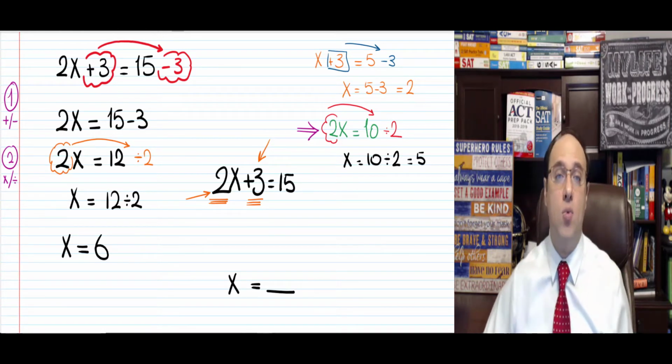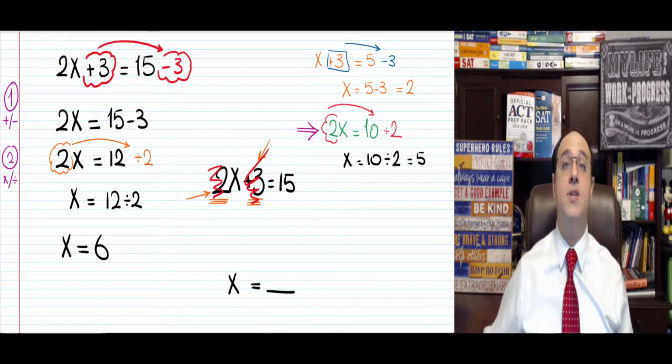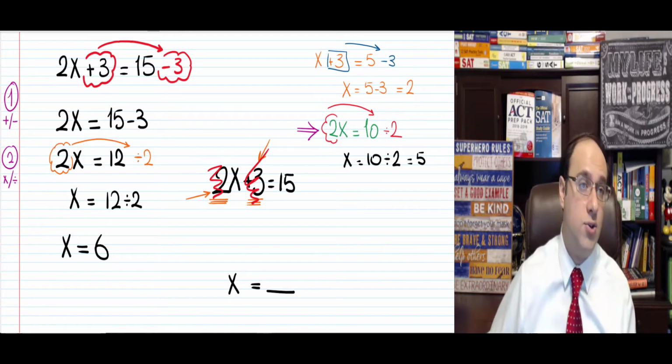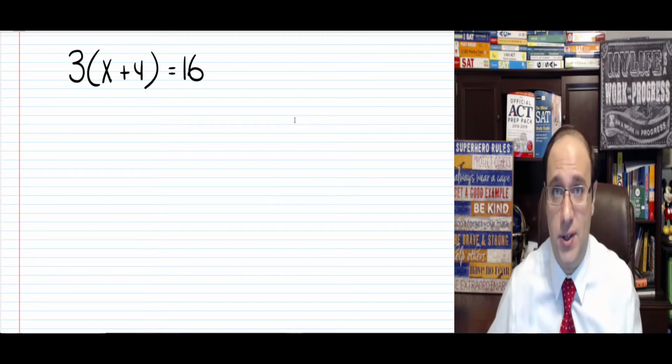First step, I got rid of the plus 3. Second step, I got rid of the times 2. I did these 2 steps, and got the final answer for x. Easy? How do we answer a question like this?